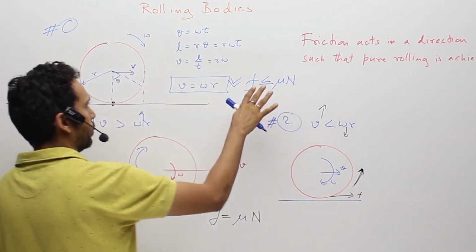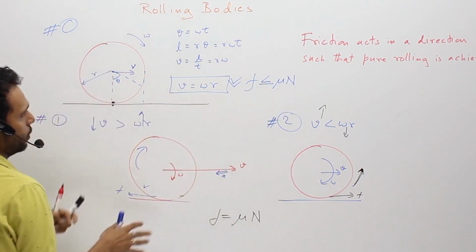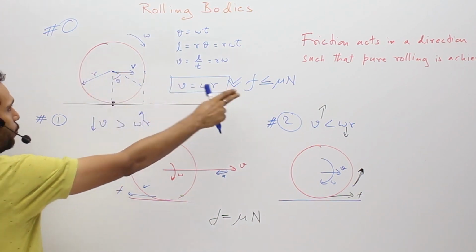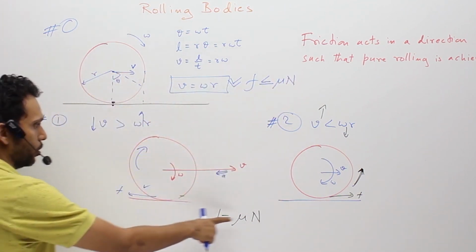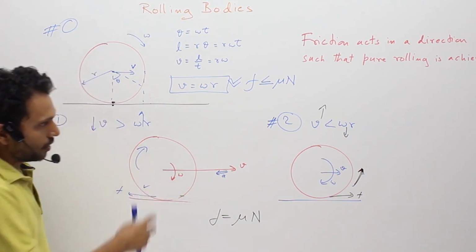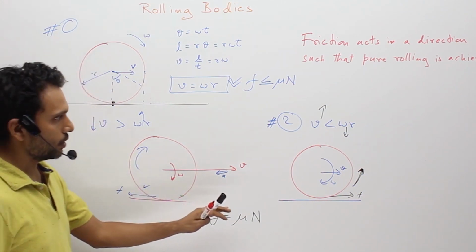It is not mu n. It is F, and by the situation you will come to know how much is F, because there is no rubbing, so that formula mu n cannot act. So mu n is only when maximum friction is there, in the case when there is relative motion between the rubbing surfaces. So I hope you have understood where is the F acting.